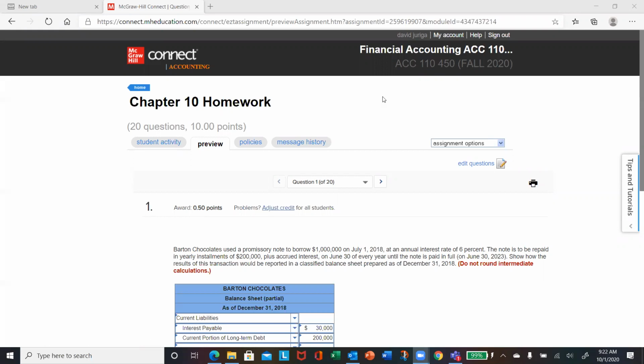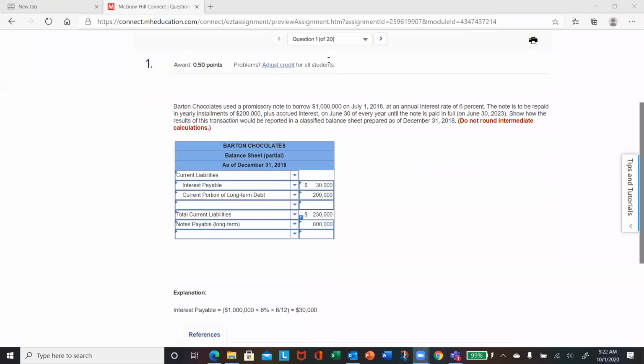All right, so here is problem number 1, and this particular problem deals with an installment note payable. So the basics of this is they want you to show how the payable would look on the balance sheet. It said that they had used a promissory note. They borrowed $1 million. This was on July 1st, 2018. The interest rate was 6%. The note is to be repaid in yearly installments of $200,000.